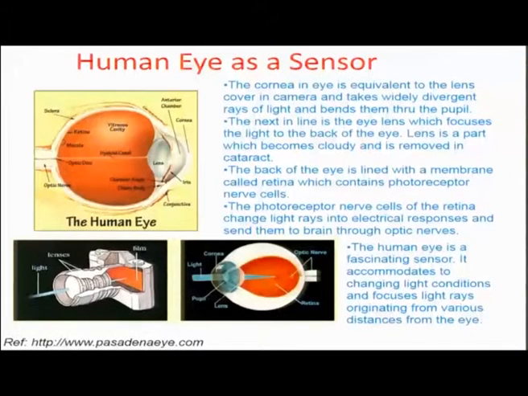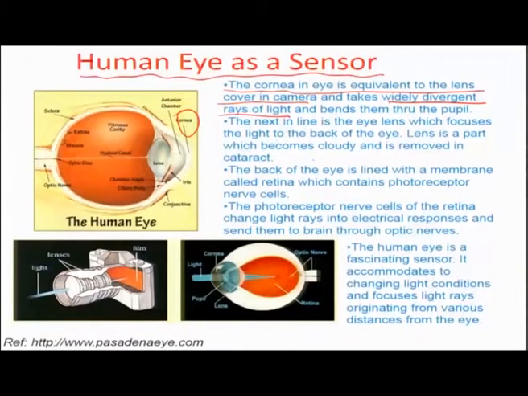Similarly, if we look at the sense of vision, the human eye is a fantastic sensor, based on what the retina senses in terms of light signals and sends ahead. If we look at the eye, there is a cornea, which is equivalent to the lens cover of a camera. Right here you can see the cornea. It takes widely divergent rays of light and bends them through the pupil into the retina.